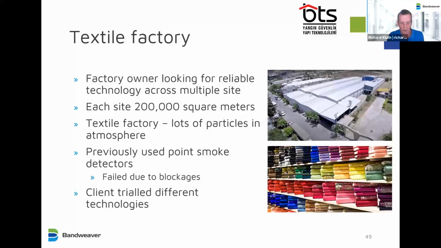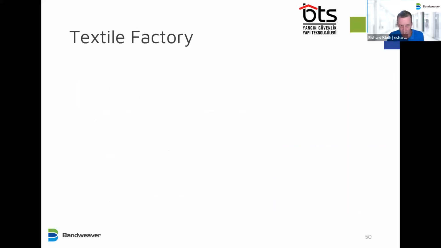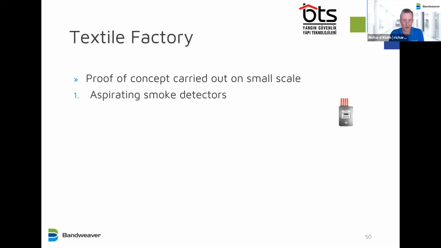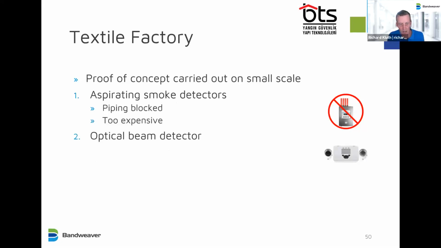So the customer was trialing different technologies. They looked at a number of different technologies. They carried out a proof of concept on a small scale, starting with aspirating smoke detectors. This didn't work, the pipes got blocked. Also, when they scaled it up and looked at the whole life costs, it worked out to be a different league of costs than the other technologies. With the optical beam detector, the lenses became dirty, the beam had less energy, and it lost sensitivity, so this didn't work.